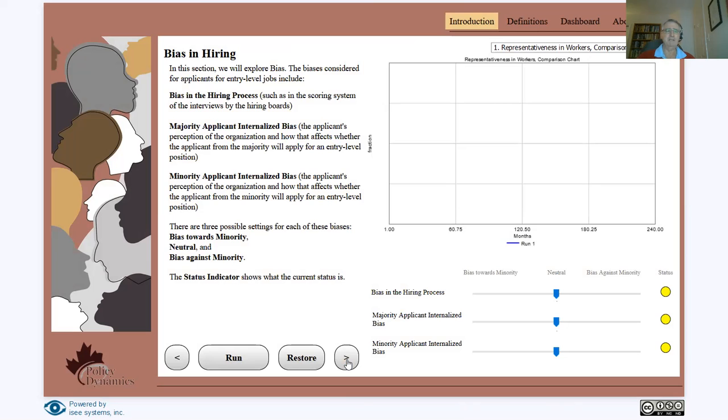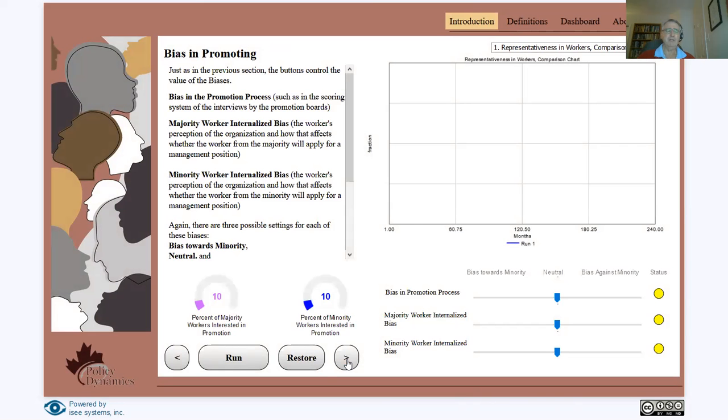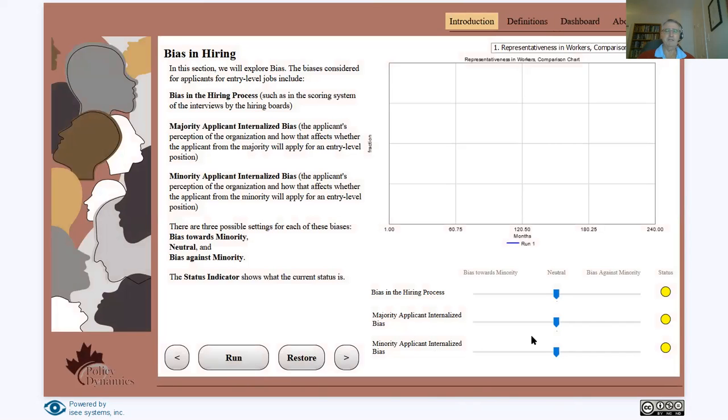Then we get into the bias in hiring and promoting. So we've set this up now to start with a neutral situation, which is no bias in the system, no systemic bias and no self-bias. So if we run the model at this point, we get this result based on the numbers we put into the model. And we can see that we have a situation where the organization starts off at a low level of representativeness. And over time, the diversity of the organization improves, and the organization becomes more and more representative of the community, which is a good thing.